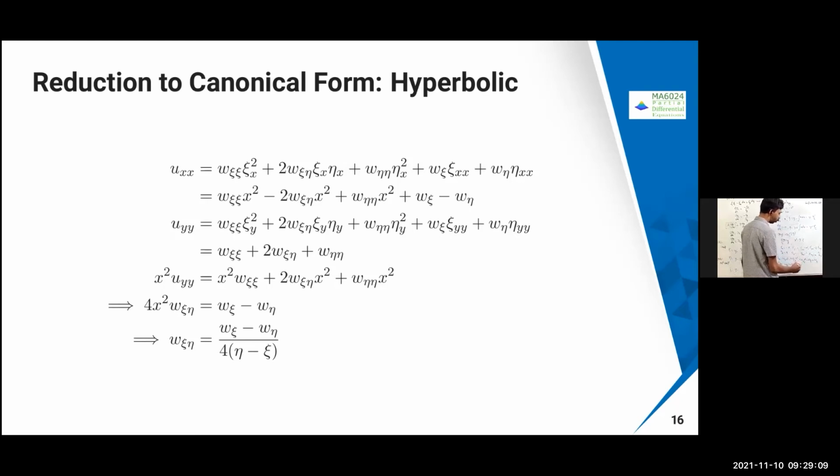Both are 1. Therefore, it is going to be 1. Plus w eta into eta y square. Eta y is 1, so therefore it is going to be 1. Then w chi into chi y is going to be there. Chi y is 0, so that is not going to be there. Then eta y is also not going to be there.